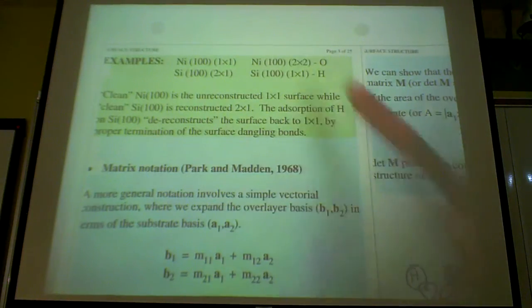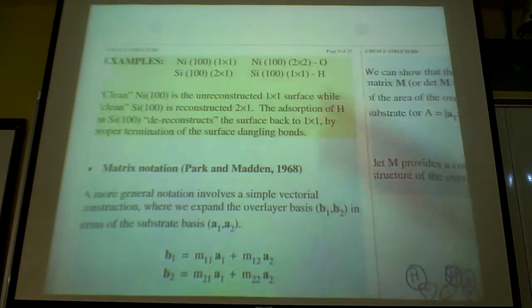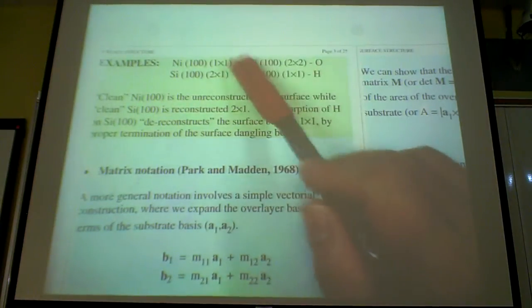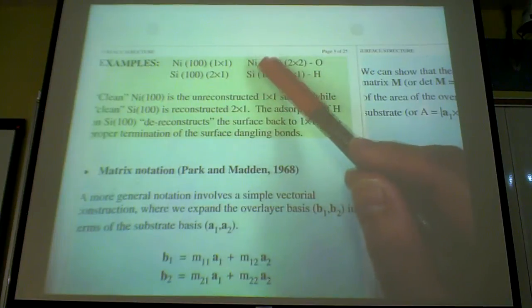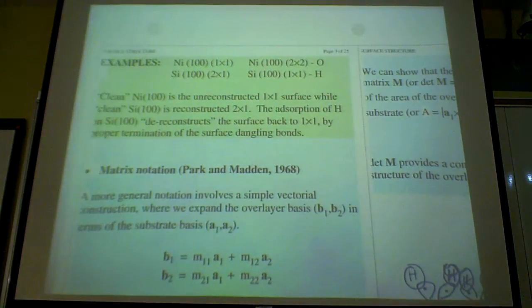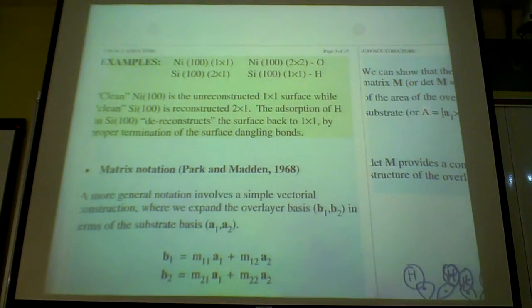The oxygen atom goes onto this nickel atom. You can imagine it forms a top site, going directly on top of the nickel atom, or directly in between two nickel atoms, the so-called bridge site that you form here. And we'll talk a little bit about that.